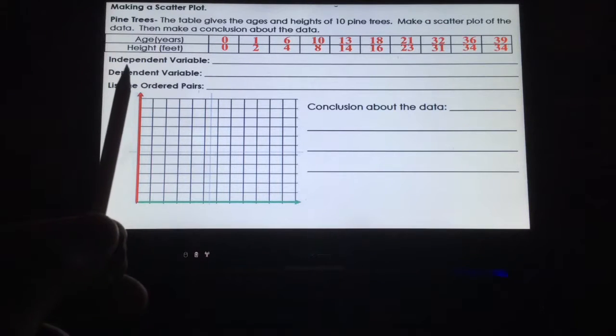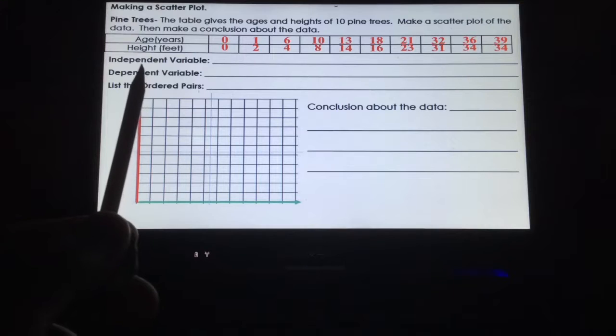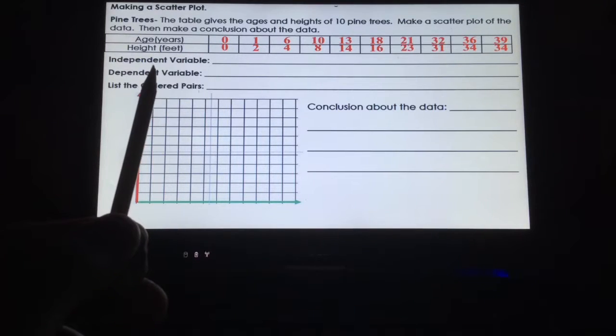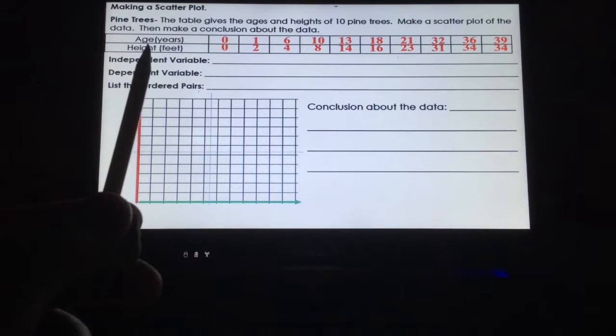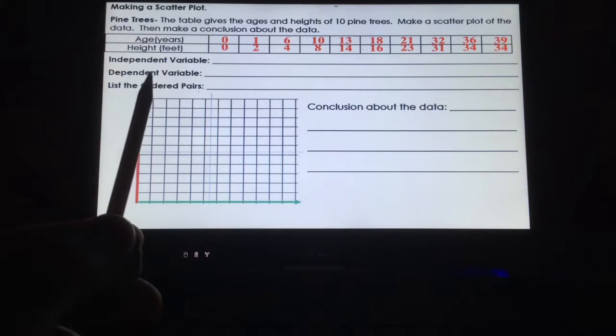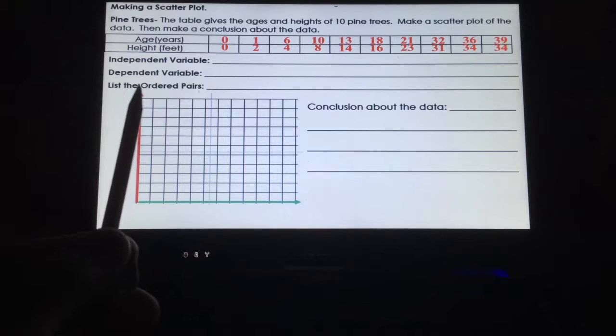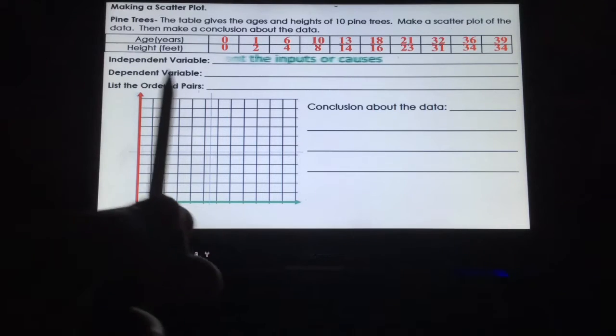Now over here we have independent and dependent variables. The independent is the variable that you already know. You know, before we walk to this tree, we know the age of the tree. We know when we planted it. Then once we get there, we can take the height. So the age is the independent, the height is the dependent, because it depends on the age and how tall it is, right? So let's go ahead and write down over here.